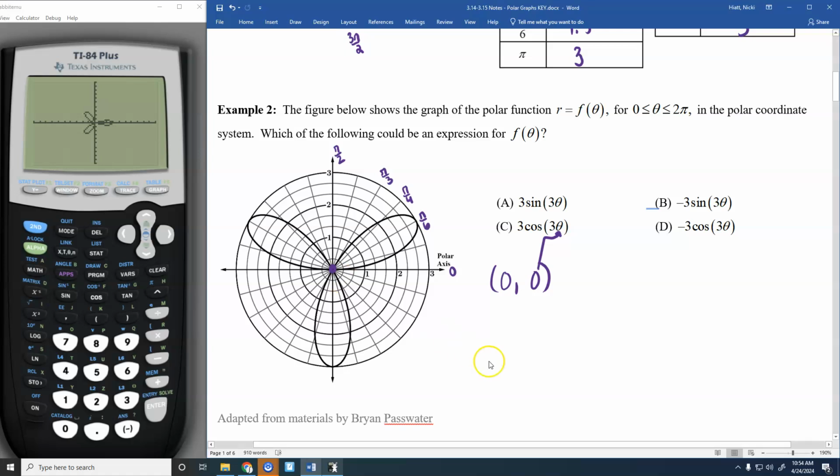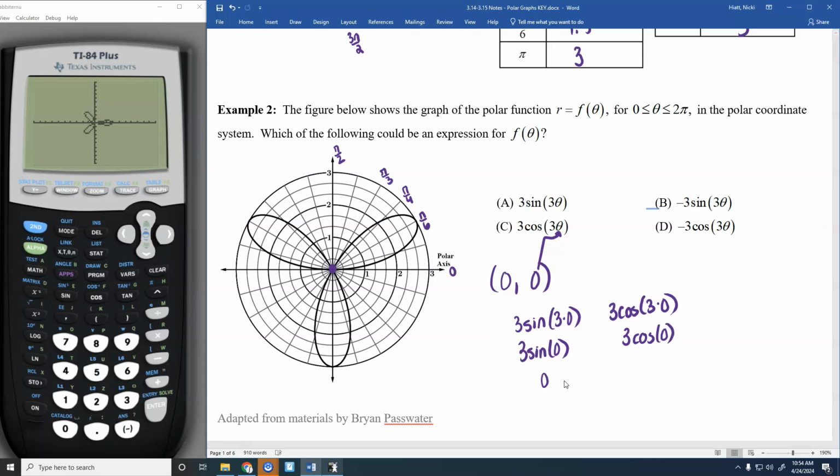So if I do 3 sine of 3 times 0, that is just sine of 0. And what is sine of 0? It is 0. So you'll get 0 for that. If I do 3 cosine of 3 times 0, that gives me 3 cosine of 0. What is cosine of 0? 1. So that would be 3 times 1, which would give me 3. So are either one of the ones with cosine going to work? No. They will not, because they won't give you 0. So those would be out.